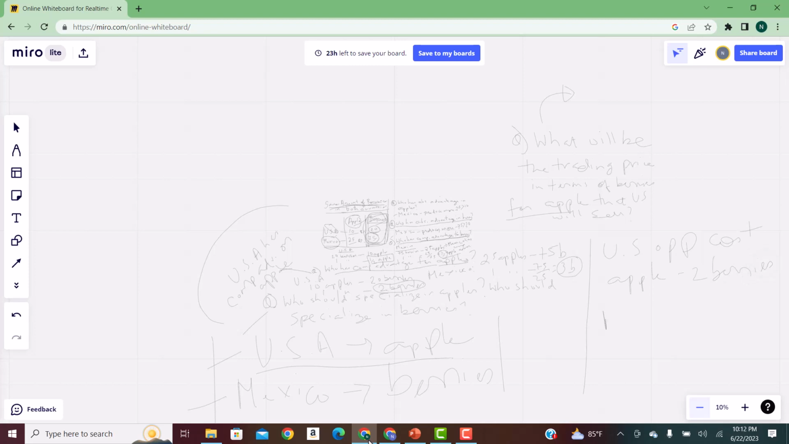And for Mexico, the opportunity cost for an apple is 3 berries. So the price should be something that will benefit both the US and Mexico. So the US will charge a price between 2 and 3 berries, right? So let's say maybe 2.5. That's also a right answer.